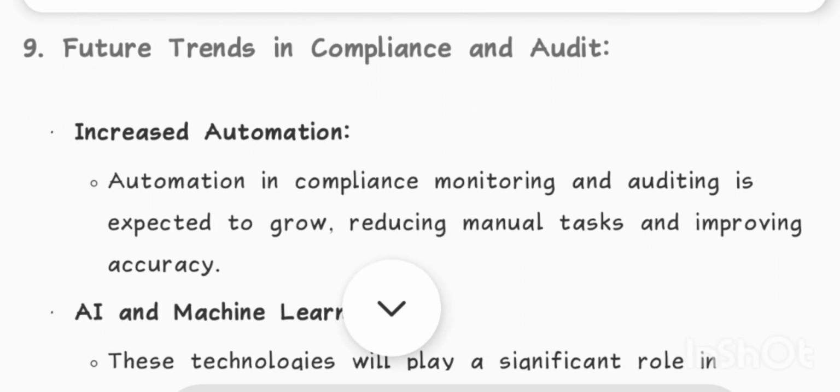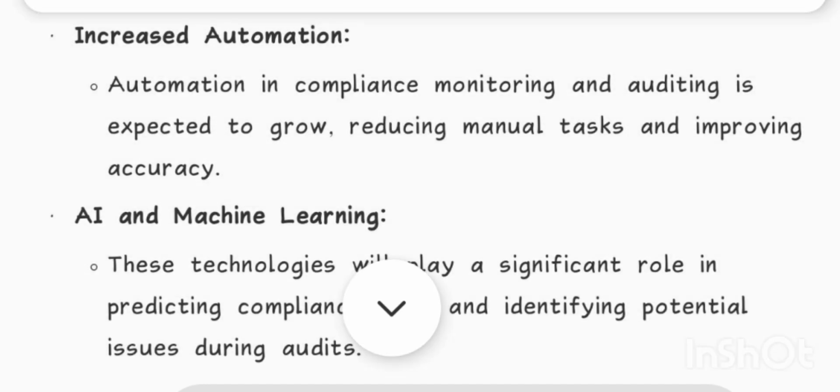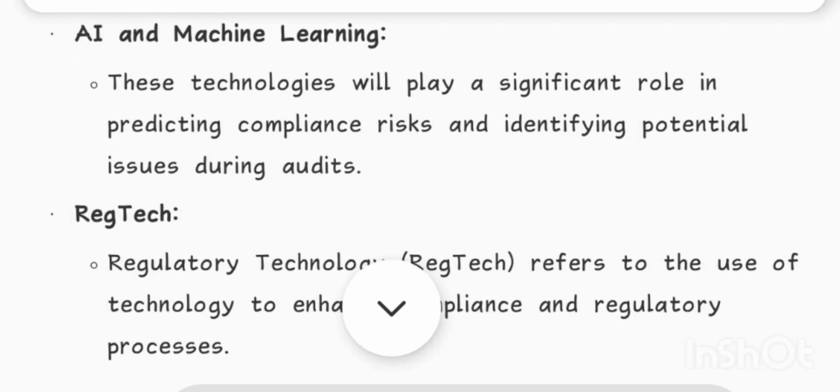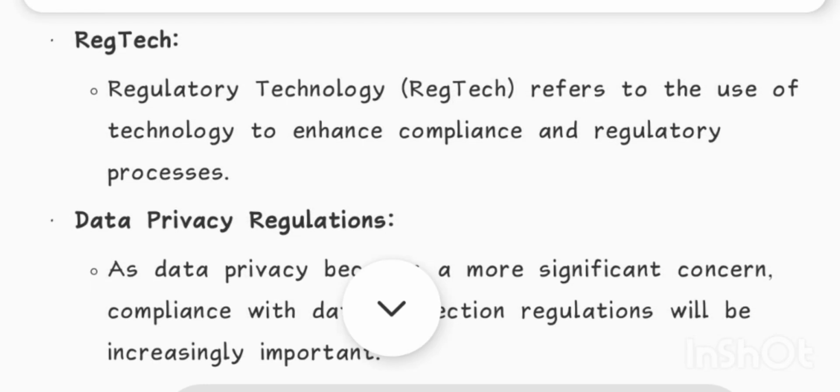9. Future trends in compliance and audit. Increased automation. Automation in compliance monitoring and auditing is expected to grow, reducing manual tasks and improving accuracy. AI and machine learning. These technologies will play a significant role in predicting compliance risks and identifying potential issues during audits. RegTech, regulatory technology. RegTech refers to the use of technology to enhance compliance and regulatory processes.